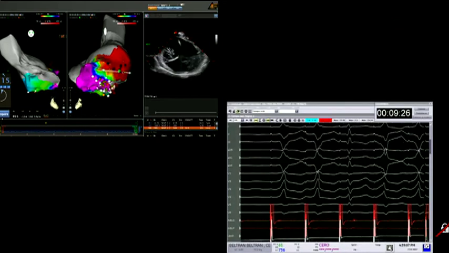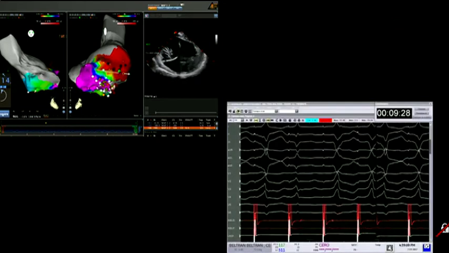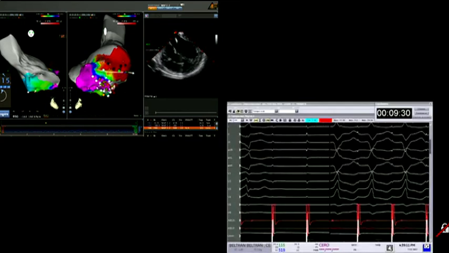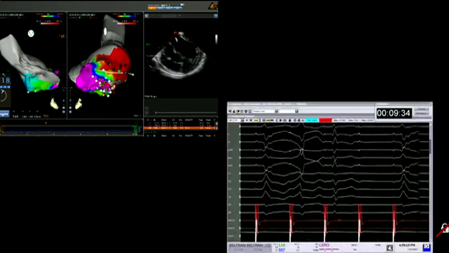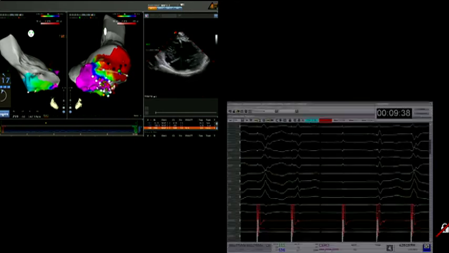Pace. There's long... very nice. Yes, it's actually very nice. Long stimulus to QRS. Yeah. And you also have some variation in the activation, sinus delay. Yeah. Okay. Mark that.